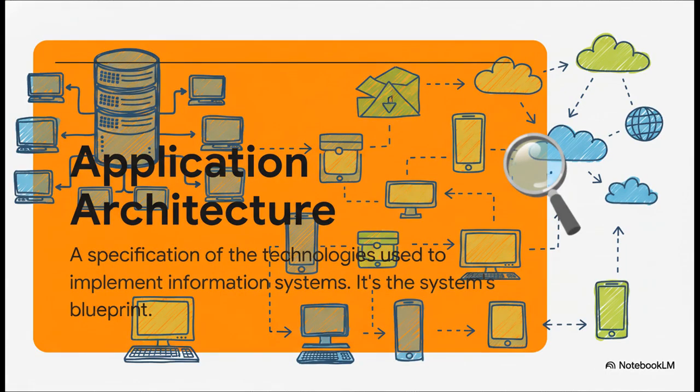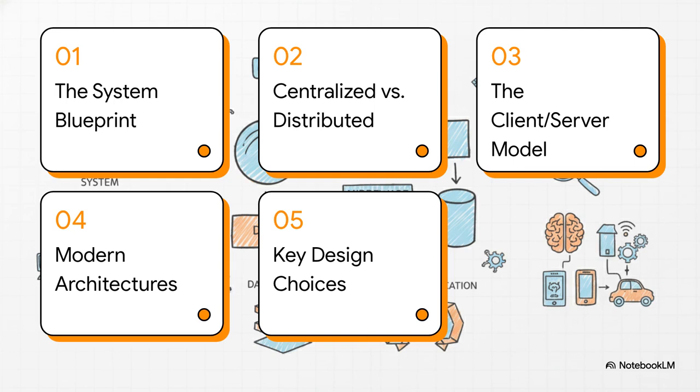Okay, so what exactly is application architecture? At its core, it's the master plan. You wouldn't build a skyscraper without a detailed blueprint, right? That plan tells you what materials to use, how the floors connect, where the plumbing and electrical systems go. It's the exact same idea in the digital world. This is the blueprint that lays out the technologies, the structure, and how every single piece is going to communicate with every other piece.